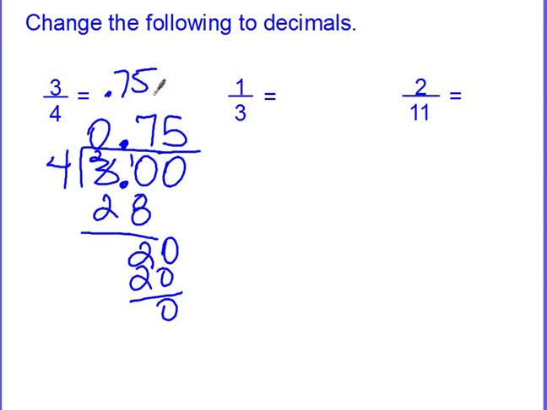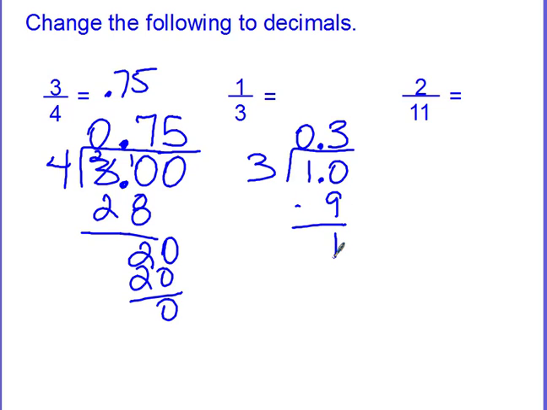So what about 1/3? Same thing, put the 1 in the house, divide by 3. So add a decimal, bring the decimal up, add a 0. 3 goes into 1, 0 times. 3 goes into 10, 3 times. 3 times 3 is 9. We subtract, we get a 1. Uh-oh, add another 0, bring the 0 down. 3 goes into 10, 3 times.